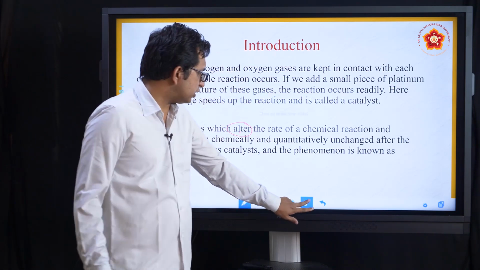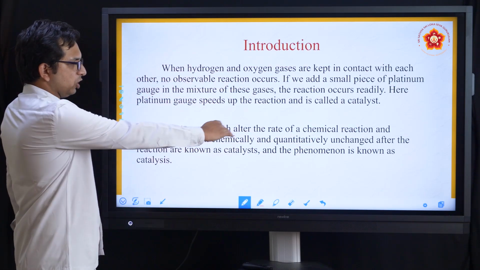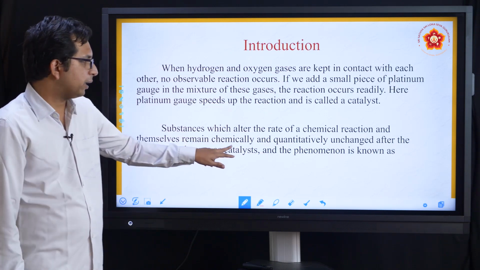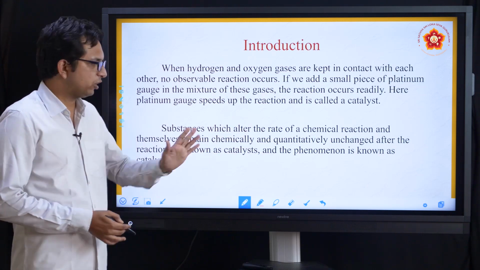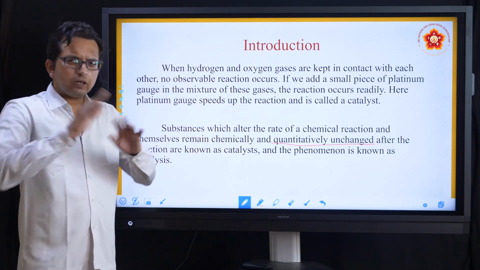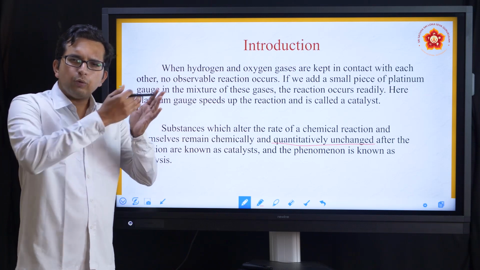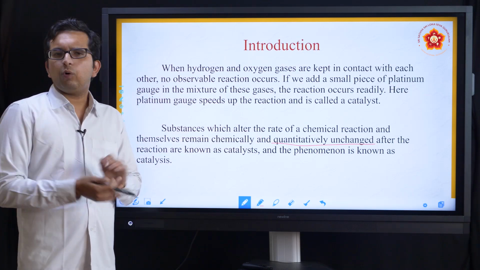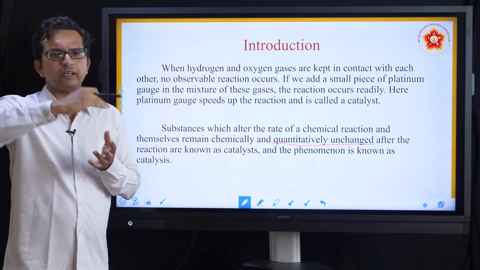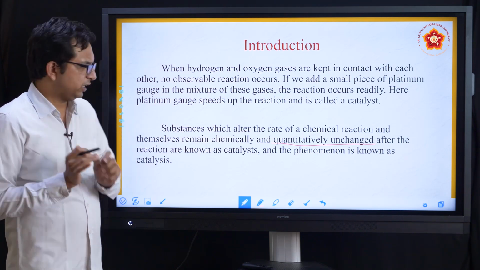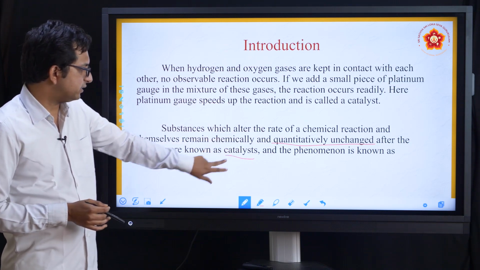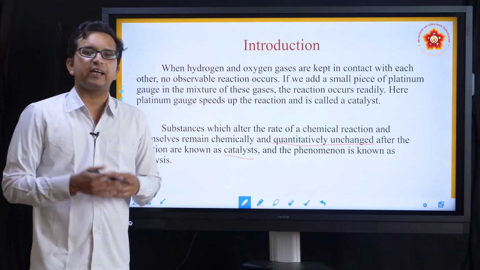So how do we define catalysts? They are substances which alter the rate of a chemical reaction. They take part in the reaction, but they remain chemically and quantitatively unchanged. What does the word quantitatively mean here? Suppose you have taken 5 grams in the reaction. At the end of the reaction, after all the reaction has happened, you will still get back that 5 grams. So did it undergo anything in the entire reaction? Yes, it supported the rate of the reaction, but individually it did not change into anything. These types of compounds we call catalysts, and this phenomenon we call catalysis.